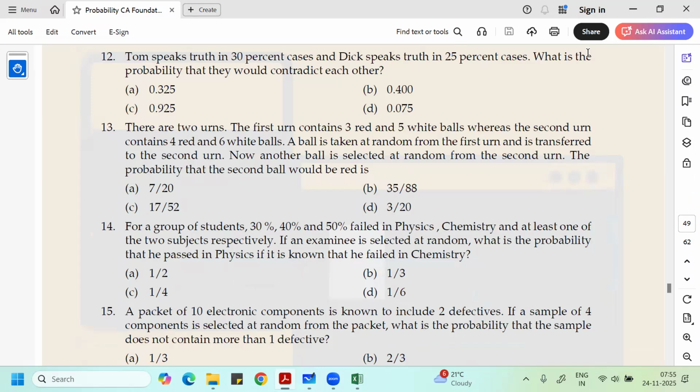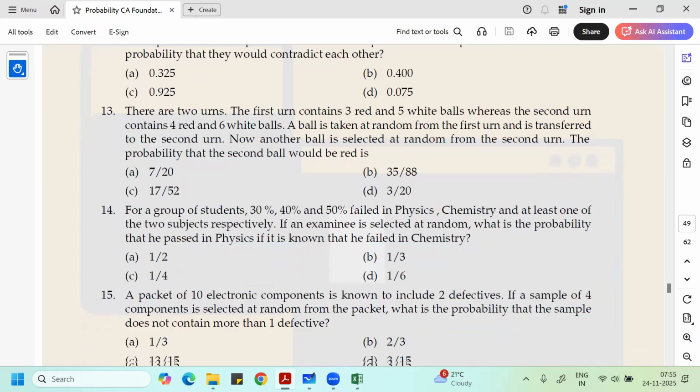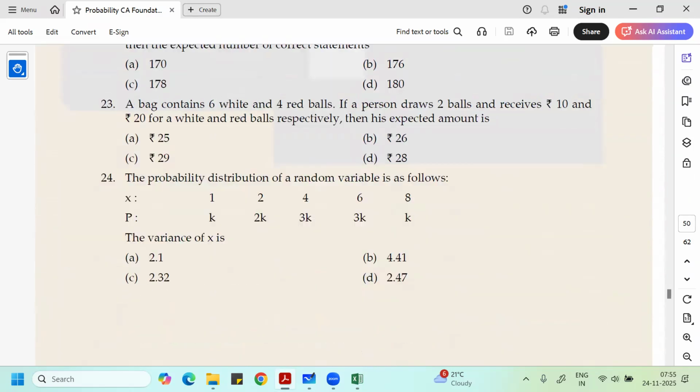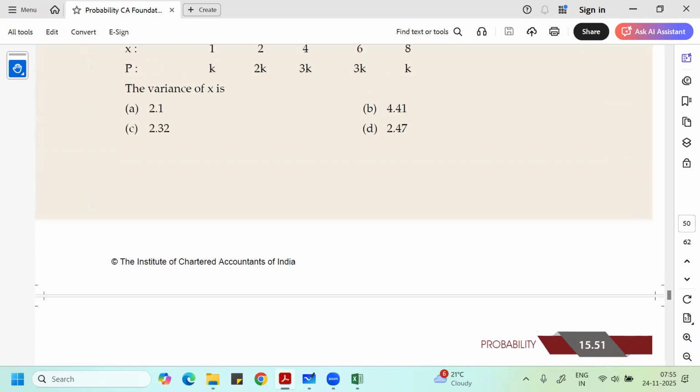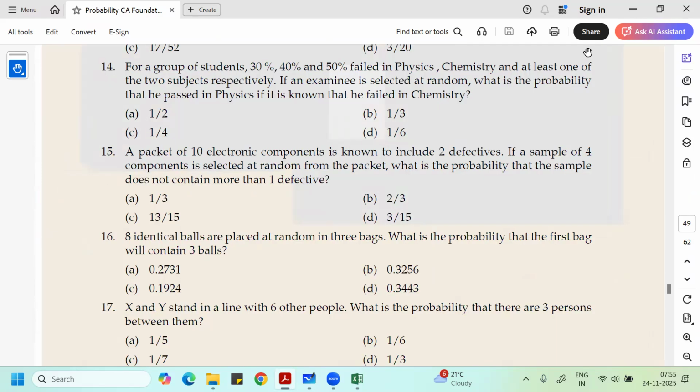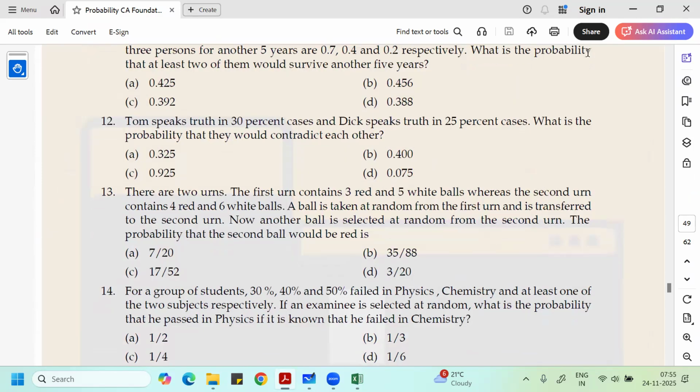Let me just confirm this. Question number 13 answer. The 13th one answer is option B, 35 by 88.